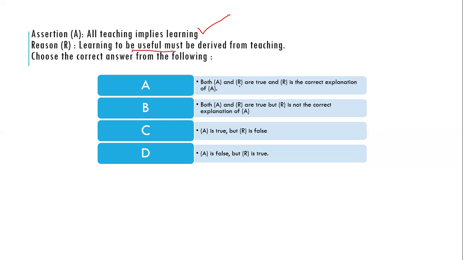Okay. So I don't know if A is true or maybe false, or if R is false or true, then it should be a correct explanation. So what would be the right answer here? What can be the right answer? So I think B is the right answer. So B. It's not the correct explanation, I think. Okay, let's check. So it is the correct explanation of the assertion. Learning to be useful must be derived from teaching. Okay, that is true. And also, it is a correct explanation for all teaching implies learning.